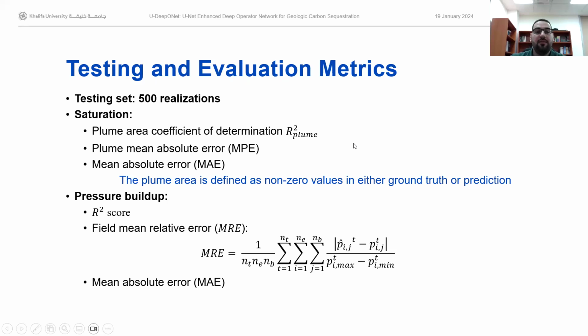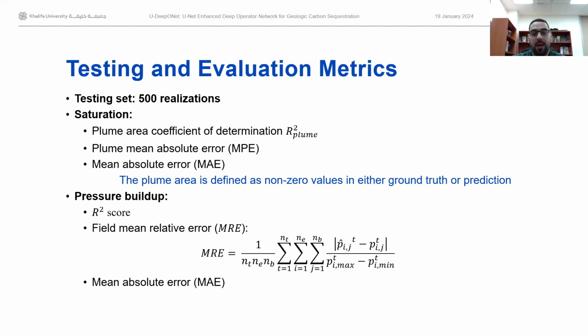So for testing, we use the testing set, which I remind you contains 500 realizations. For testing the saturation, we use 3 metrics: the plume area coefficient of determination, which is the plume area R square, the plume mean absolute error, and the mean absolute error. The plume area is defined as the non-zero values in either the ground truth or the prediction. This is specific to the saturation model because the saturation outside the plume area is 0, and it may contribute by reducing the error in a non-real way.